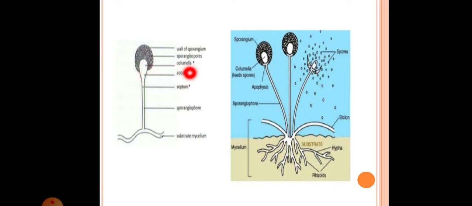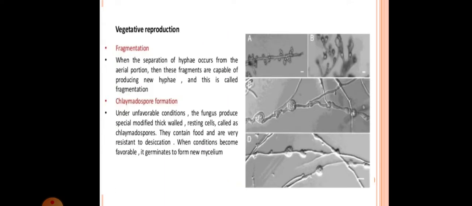Here the columella is present, and in the sporangia, sporangiospores, the spores, are present. And this structure is the wall of the sporangia. This wall of the sporangia can break or rupture when the sporangium matures. At that time it breaks or ruptures and spreads the spores. So this is about the structure of mucor.